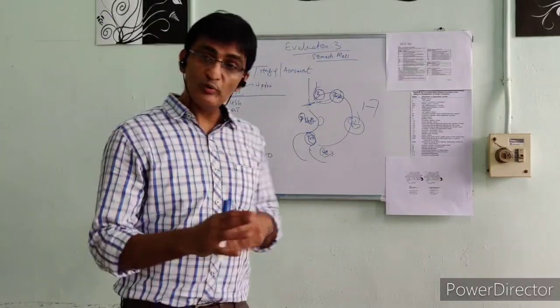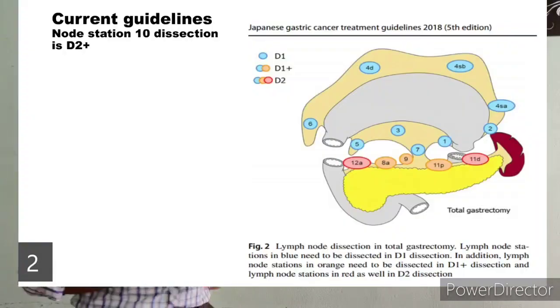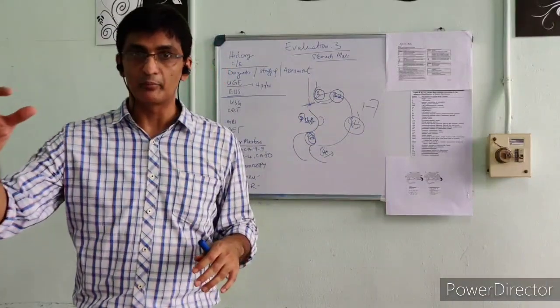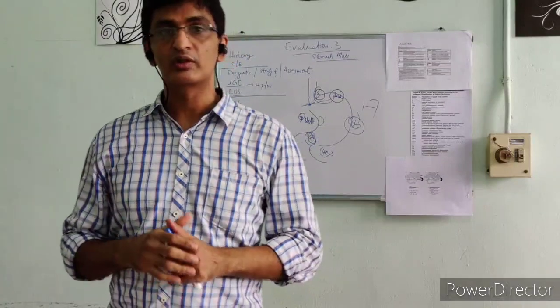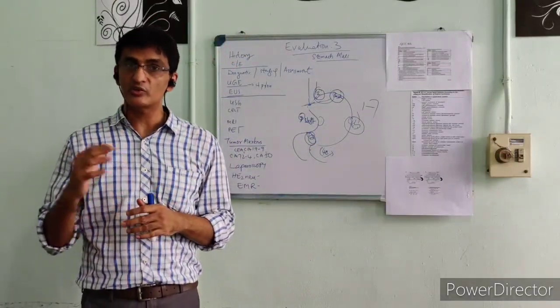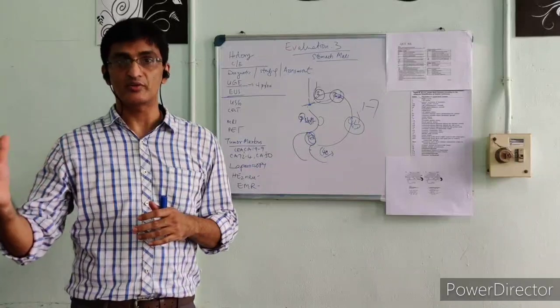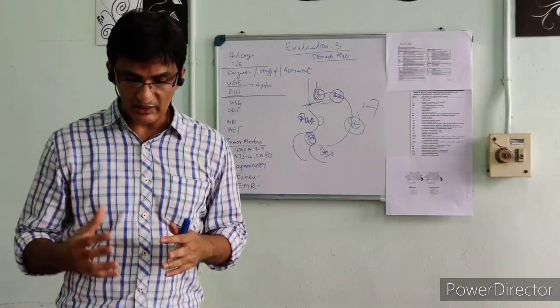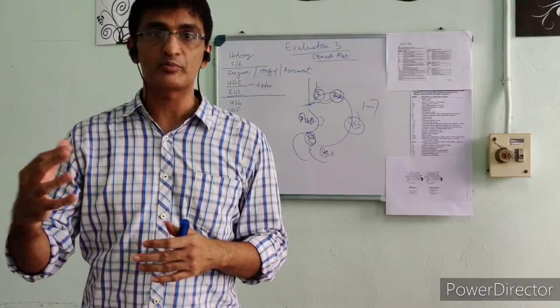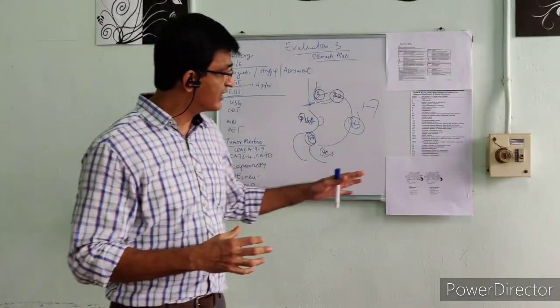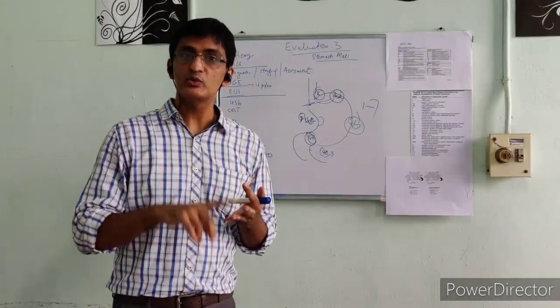Okay. If you want PGs a little more, I go into detail. In this latest classification, level 10 is not included in the D2 resection. It is called D2 plus resection. In classical D2 resection, you don't remove level 10. That is the splenic hilum. 10 means splenic hilum nodes. That is not removed in classical D2 resection. If you remove that, it's called D2 plus resection. That is done in case of a greater curvature lesion which is infiltrating the splenic hilum. So these are the various resections: D1, D1 plus, D2, D2 plus.